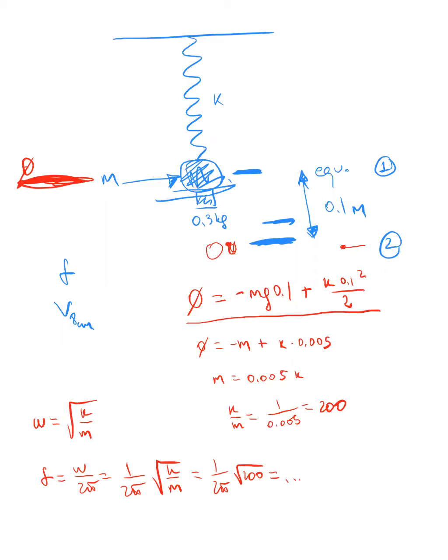So I found my frequency without knowing either K or M, but I was able to find the ratio by looking at how far this object dropped when I let it go. That takes care of part A. The frequency is now found. Let's think about part B, where you have to find the velocity over here.